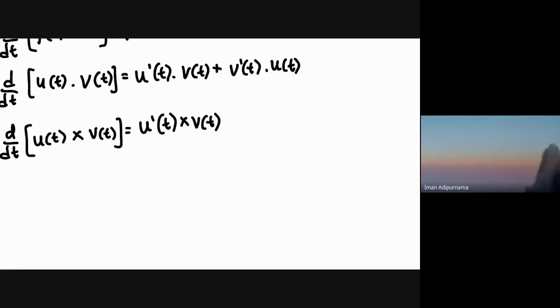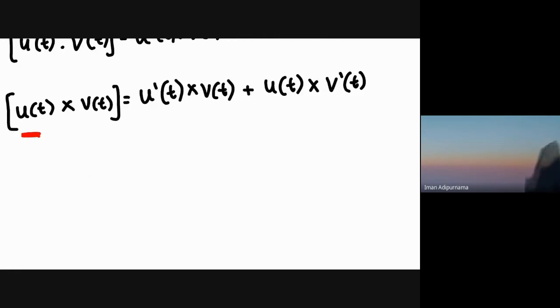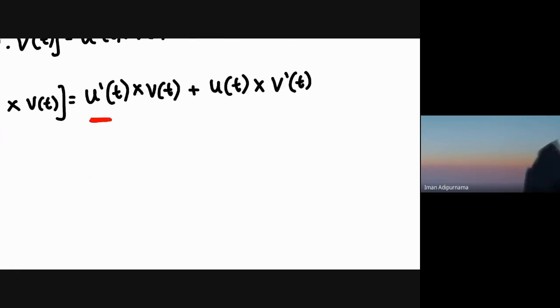It's having cross. But my point here for cross product is, if you see the first term is u, then the first term is u prime also, okay, because it's a cross product.